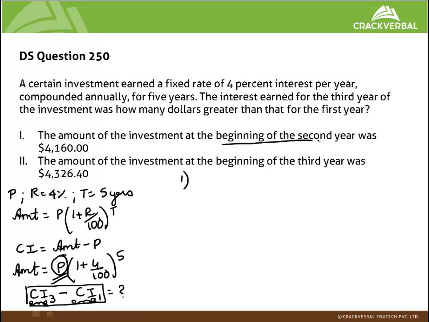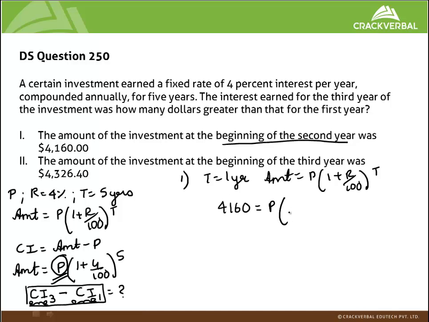So evaluating the statements individually and taking the first statement: the amount of the investment at the beginning of the second year was $4160. The amount at the beginning of the second year means that the time here is 1 year, and according to the formula, amount is equal to P into (1 plus R by 100) whole to the power of T. So 4160 is equal to P into (1 plus 4 by 100) whole to the power of 1.